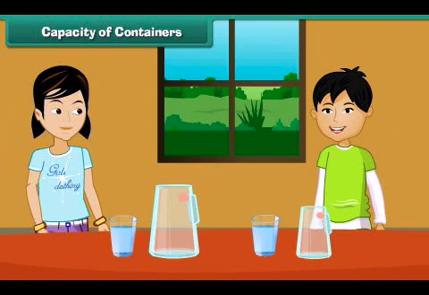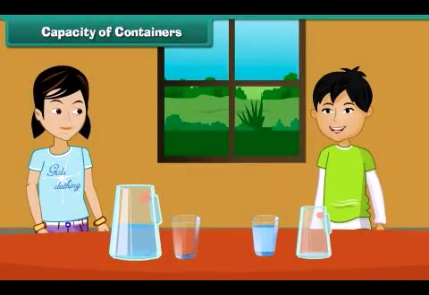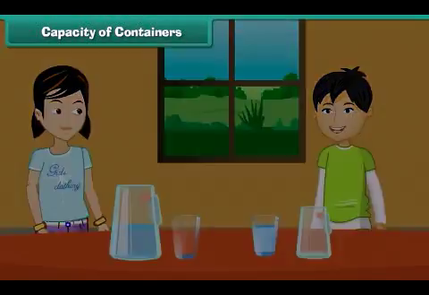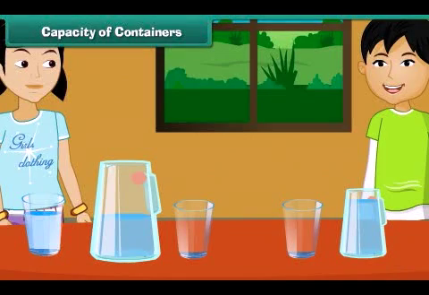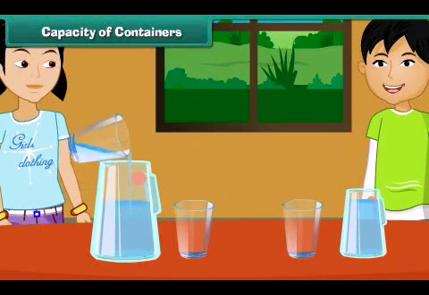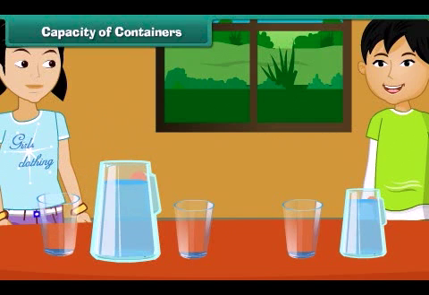Capacity of containers. Maria pours 1 glass of water in her jug. It looks like this. When John pours 1 glass of water in his jug, it looks like this. Maria thinks she will have to pour around 2 glasses of water to fill the jug, while John thinks he will have to pour 1 glass of water to fill his jug.